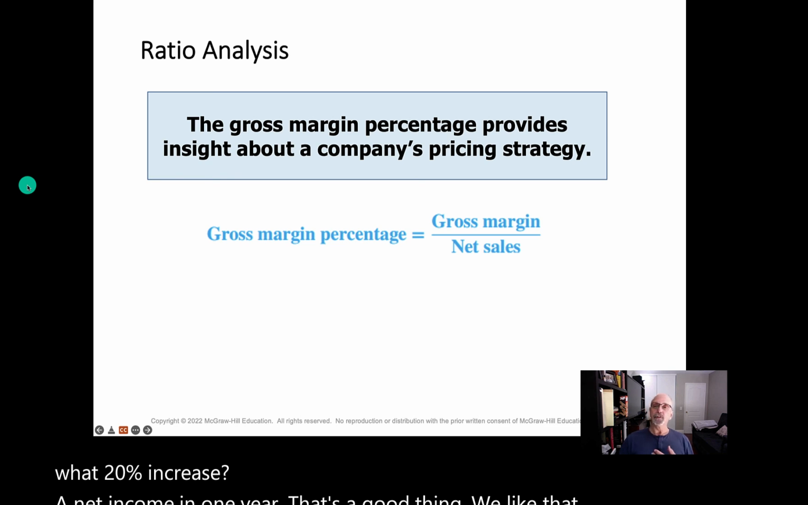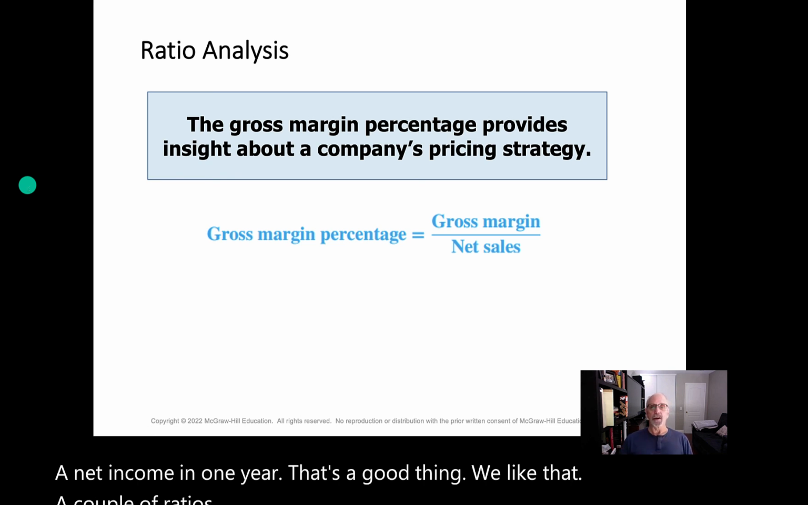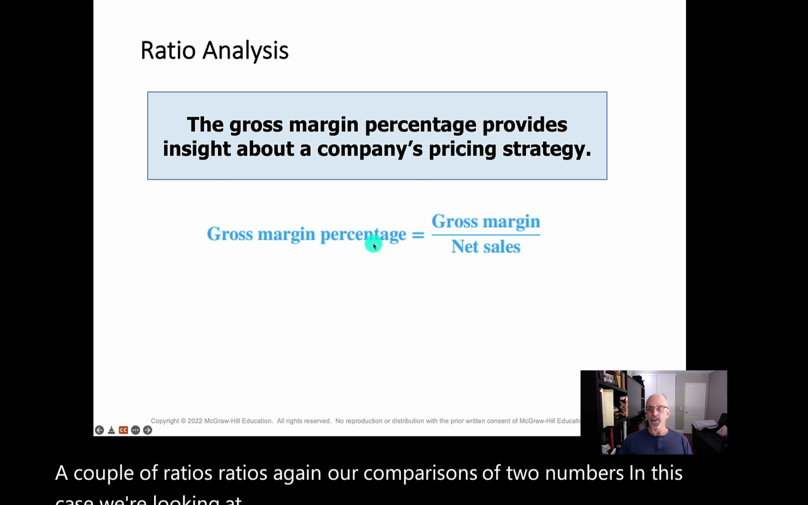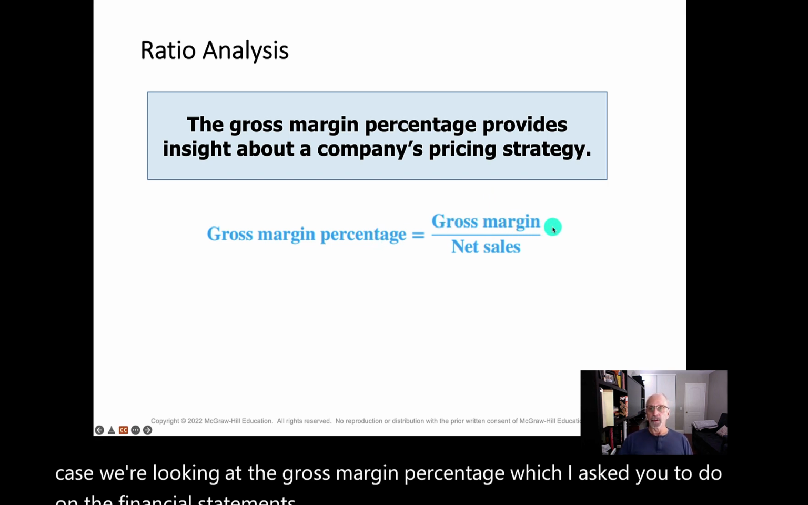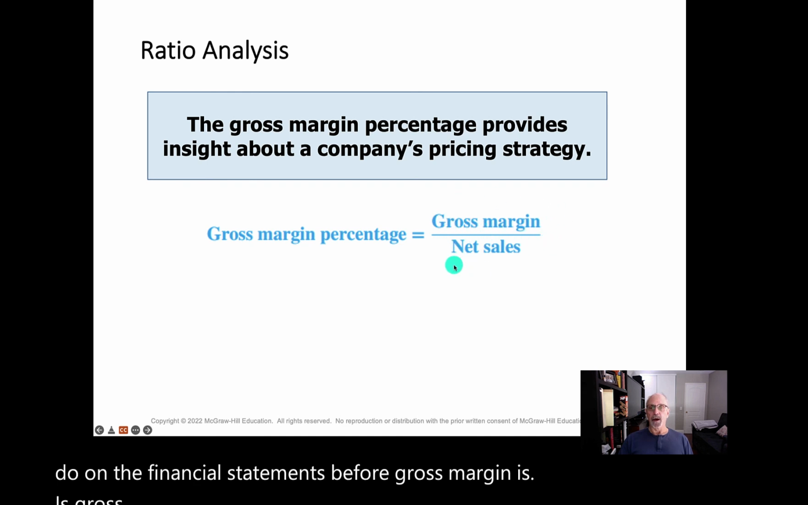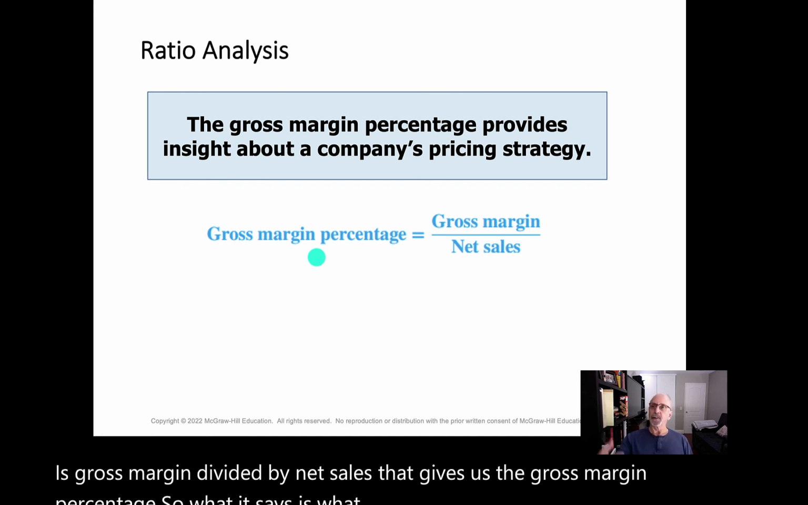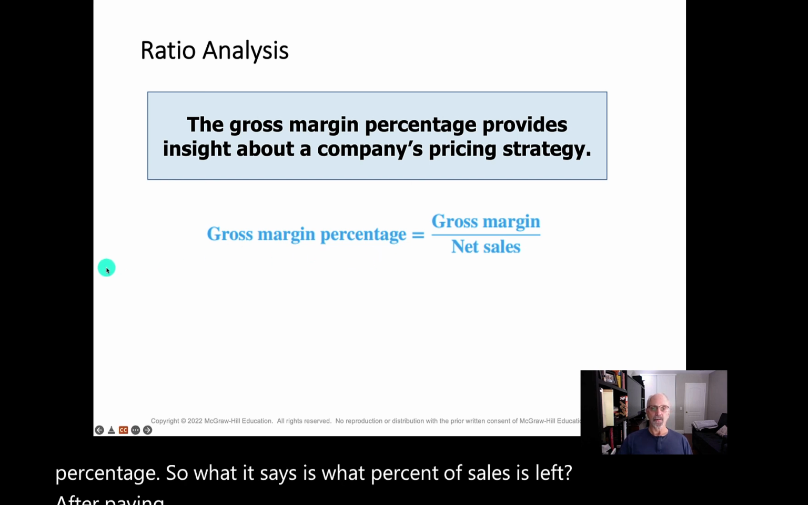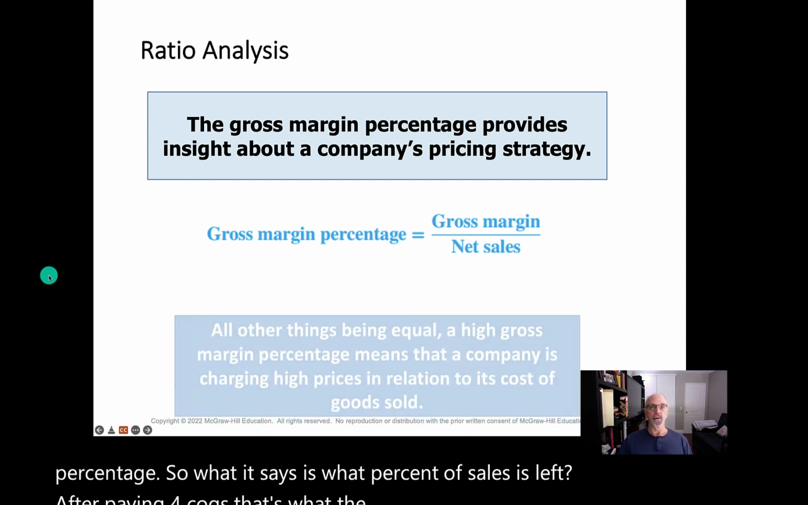A couple of ratios. Ratios, again, are comparisons of two numbers. In this case, we're looking at the gross margin percentage, which I asked you to do on the financial statements before. Gross margin percentage is gross margin divided by net sales. That gives us the gross margin percentage. So what it says is what percent of sales is left after paying for COGS. That's what the gross margin percentage tells us.